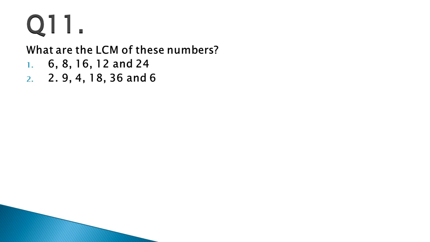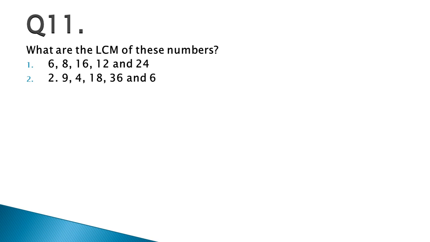Next one says, what is the LCM of these numbers? You are given two questions. The first one is 6, 8, 16, 12 and 24. For the least common multiple, the simplest way is to write down all the multiples of the numbers given until you find the lowest common multiple in all of them together.